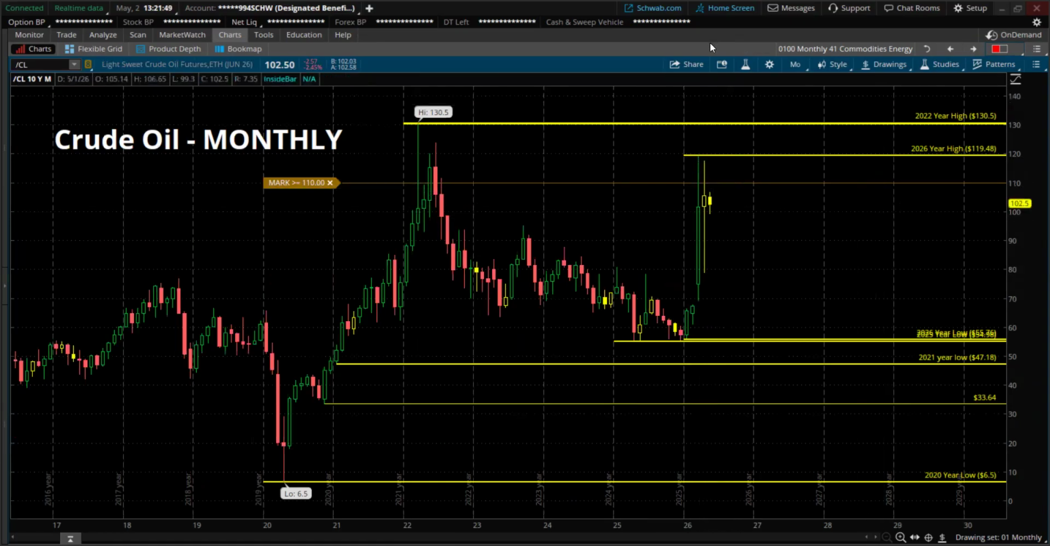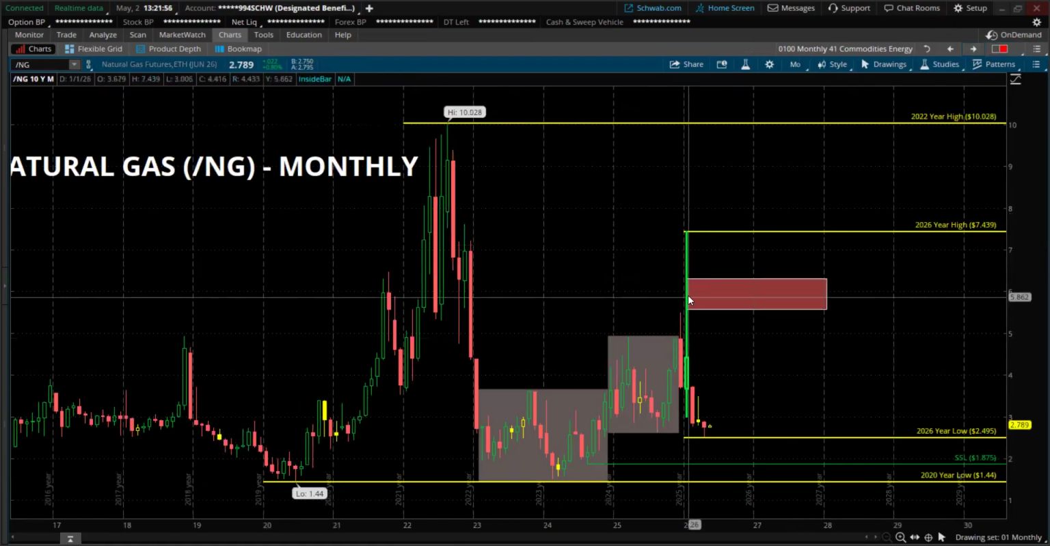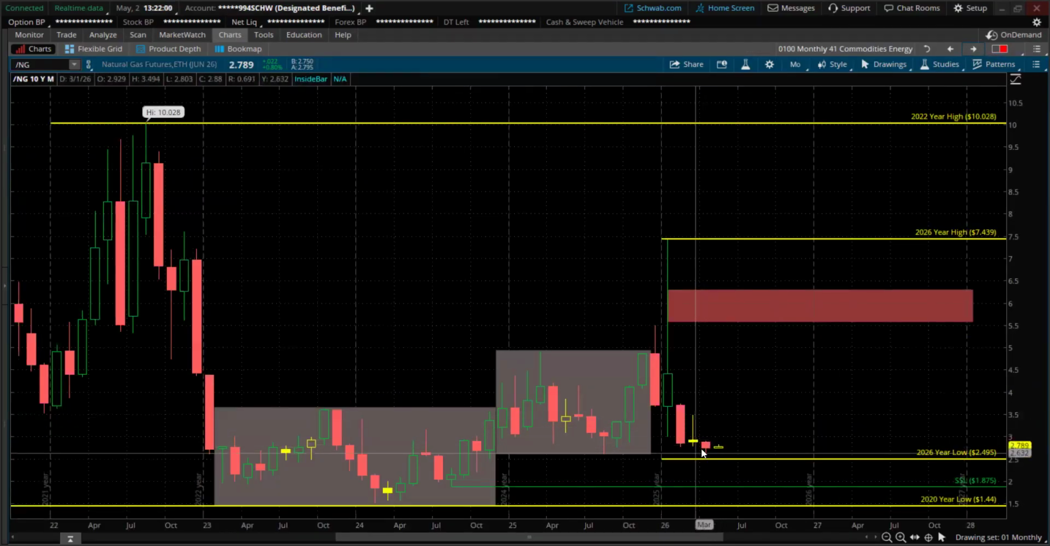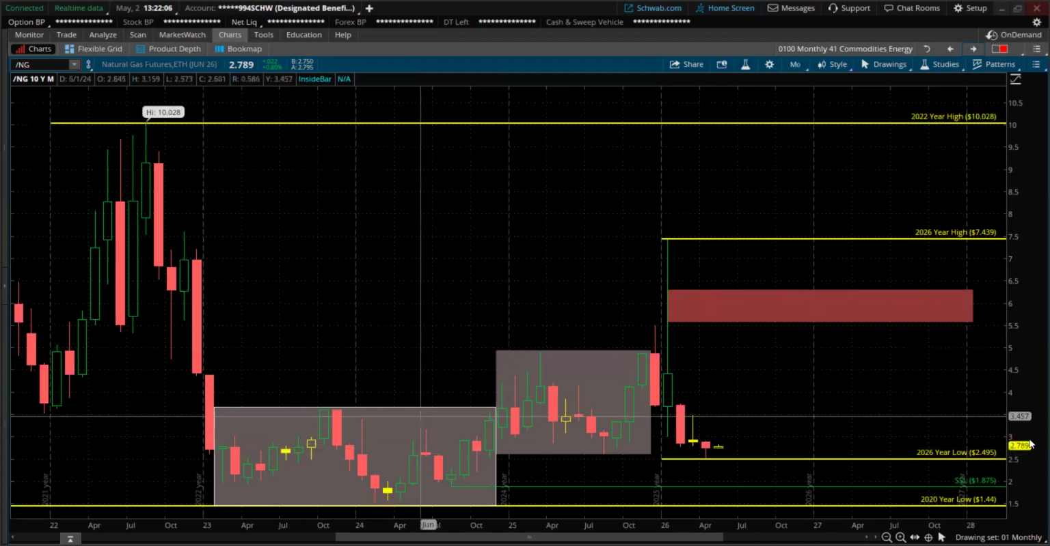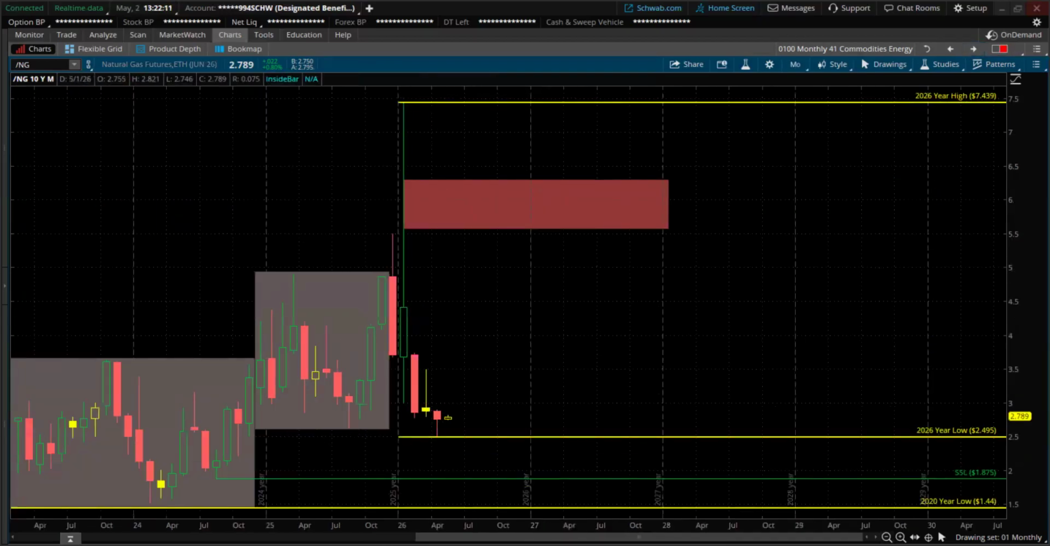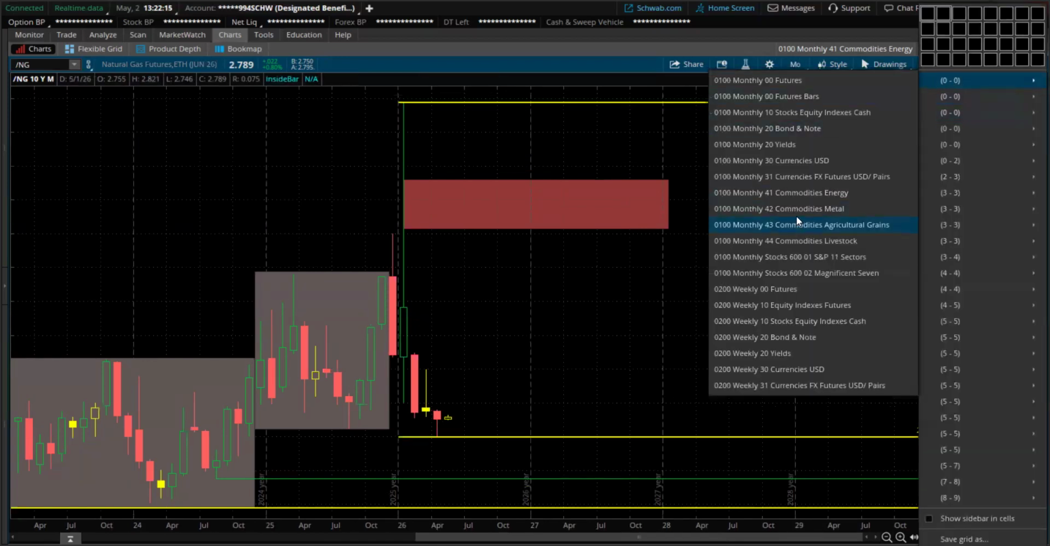I am in bullish positions, crude oil, using options. Natural gas, I'm in bullish positions using options. Last month made the new low for the year. Look at that wick on the bottom, buyer stepping in. Go in the next category. Metals.